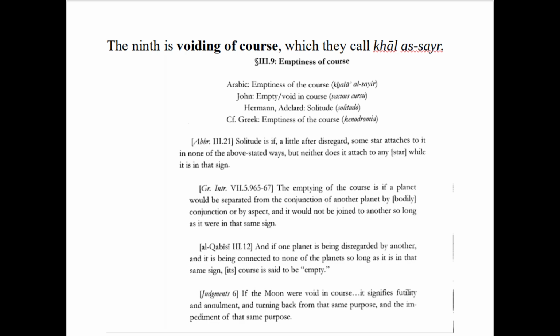Emptying, of course, is if a planet would be separated from the conjunction of another planet, by conjunction or by aspect, and it would not be joined to another so long as it were in that same sign. So that's especially important for the moon, and we'll look for that too.